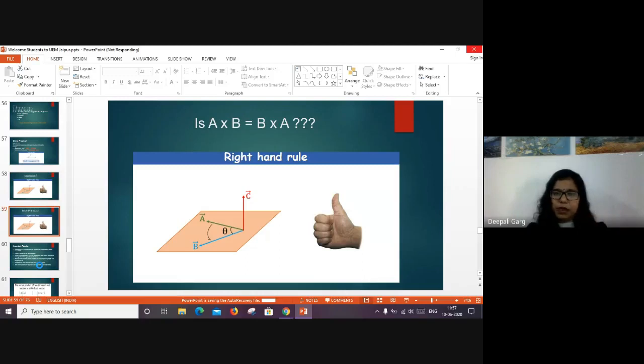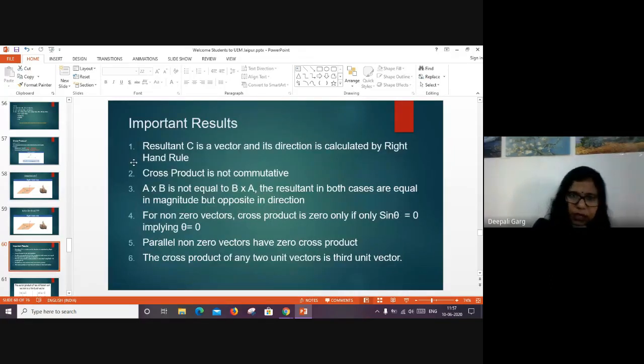The magnitude is AB sine theta for both, but the direction of C is different in both the cases. So important results from cross product are: number one, resultant C is a vector quantity and its direction is calculated by right hand rule. So the resultant quantity is a vector quantity and direction is being calculated by right hand rule.